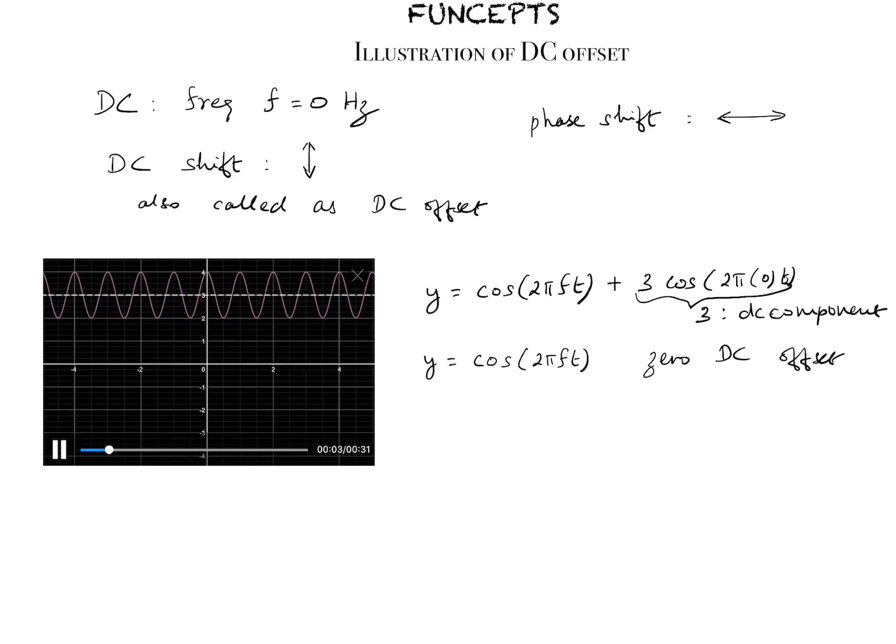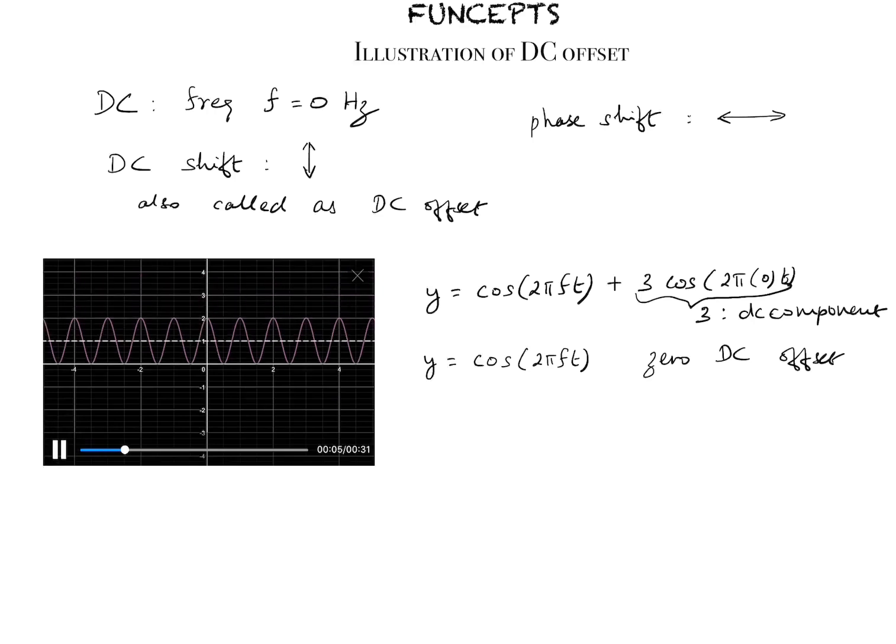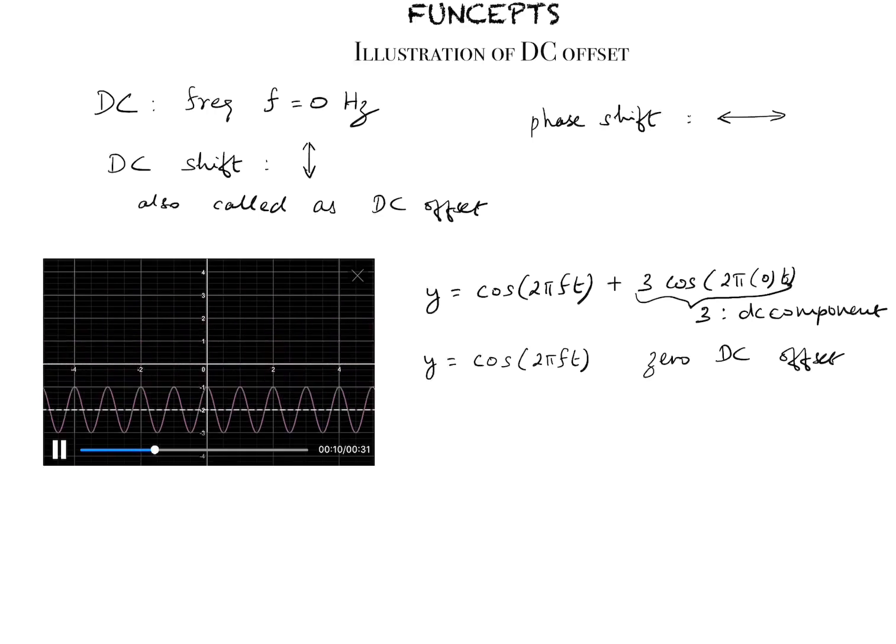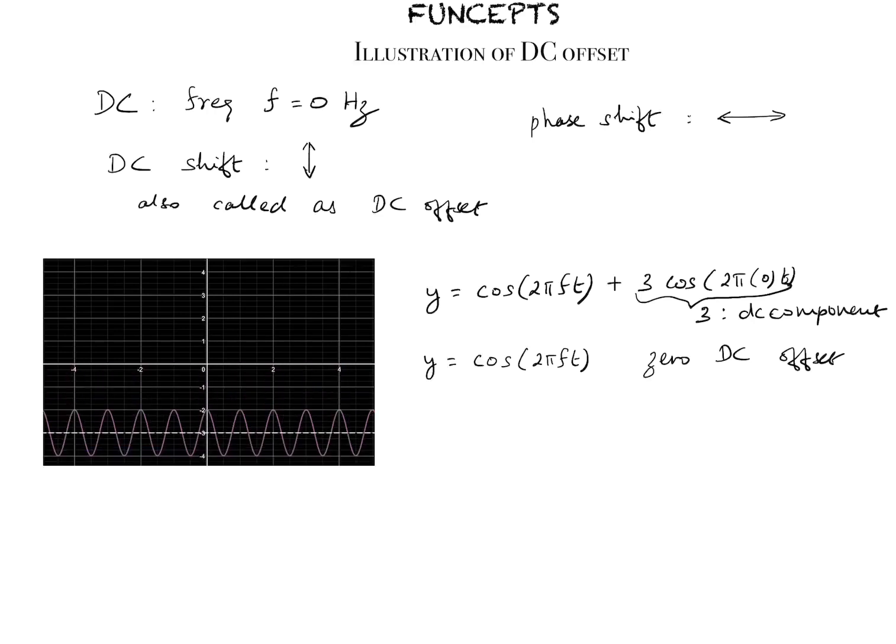So that is having a shift of 3 volt. So let's continue shifting this waveform downwards towards the negative axis. So now the DC shift is minus 1 volt because the waveform is centered on minus 1. And in this case here, the waveform is centered on minus 3. So that would correspond to a DC offset of minus 3 volts.